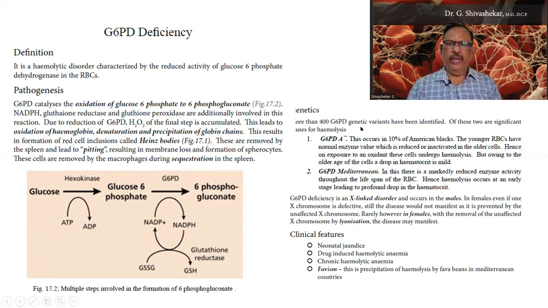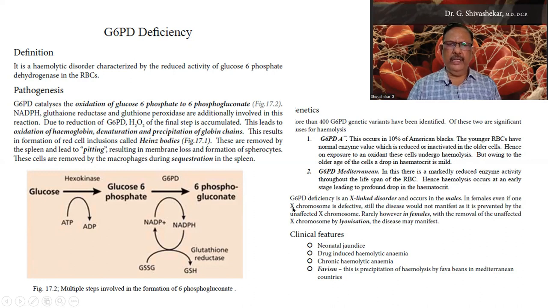There are more than 400 variants. We need not bother about it. Two of these variants we shall remember. G6PD A- and G6PD Mediterranean. So in this, the younger RBCs with normal enzyme value are seen, but they are inactivated in the older cells. And in G6PD Mediterranean, there is a markedly reduced enzyme activity. This enzyme will be reduced, as a result of which there will be profound hemolysis.